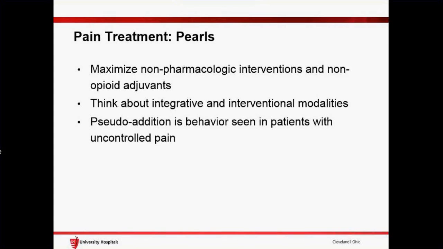You want to make sure that you think about integrative as well as interventional modalities, and we're going to talk more about the integrative stuff, but interventional, like regional anesthesia, for example, for some patients can be really helpful and decrease their opioid requirements. And pseudo-addiction is something that can happen for patients who have uncontrolled or undertreated pain, where they're watching the clock and requesting their drugs every time. Maybe they know a drug by name because they've been admitted a lot. So sometimes it can be hard to tease apart which patients really have pain that's just undertreated versus who has an addiction issue.